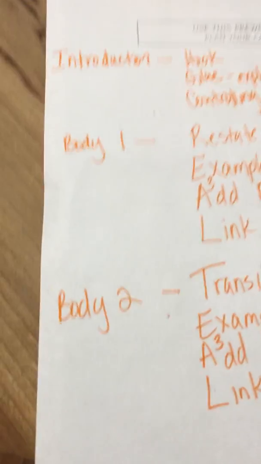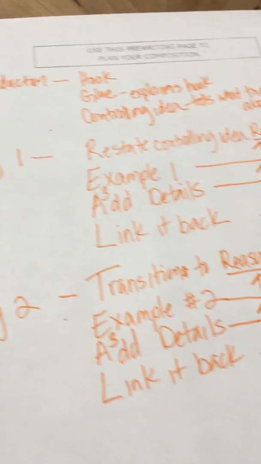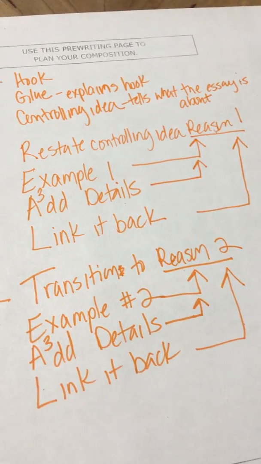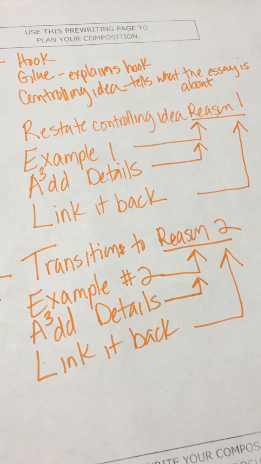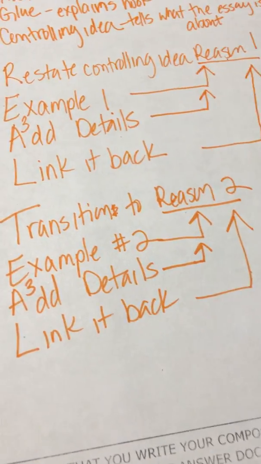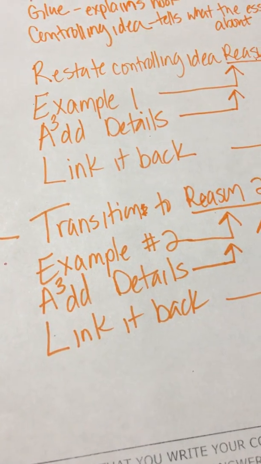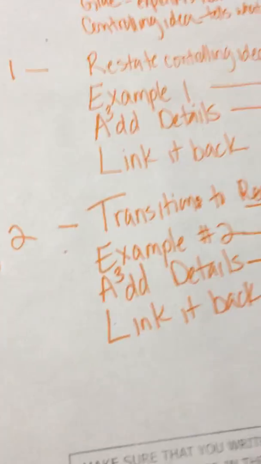Okay? So now I have intro, hook, glue, controlling idea. Body 1, restate controlling idea with reason 1. Example 1, add details, link it back. Now, body 2, I'm going to transition to reason 2. I'm going to add example 2. I'm going to add 3 details, and I'm going to link it back to reason 2.